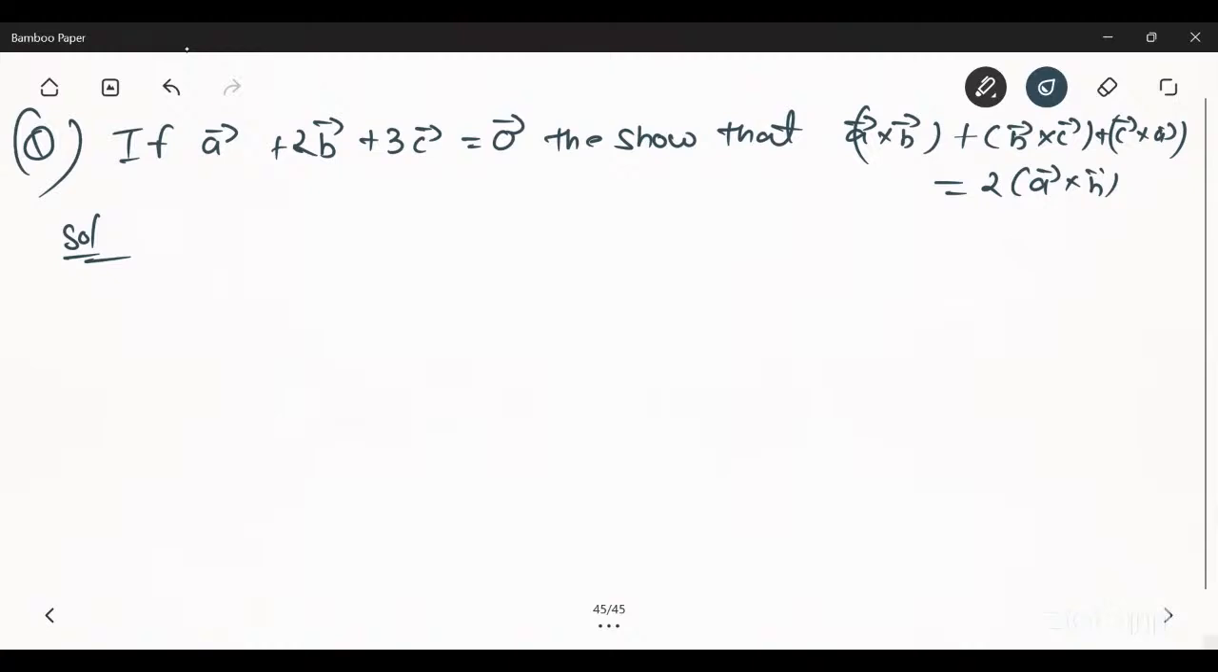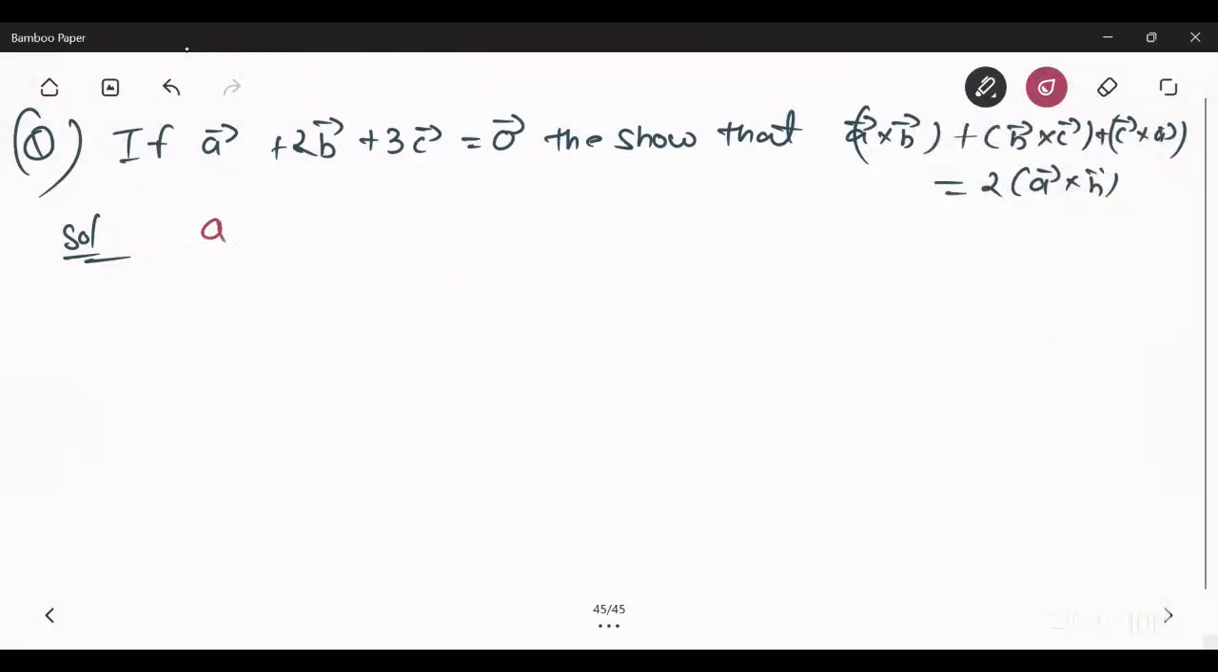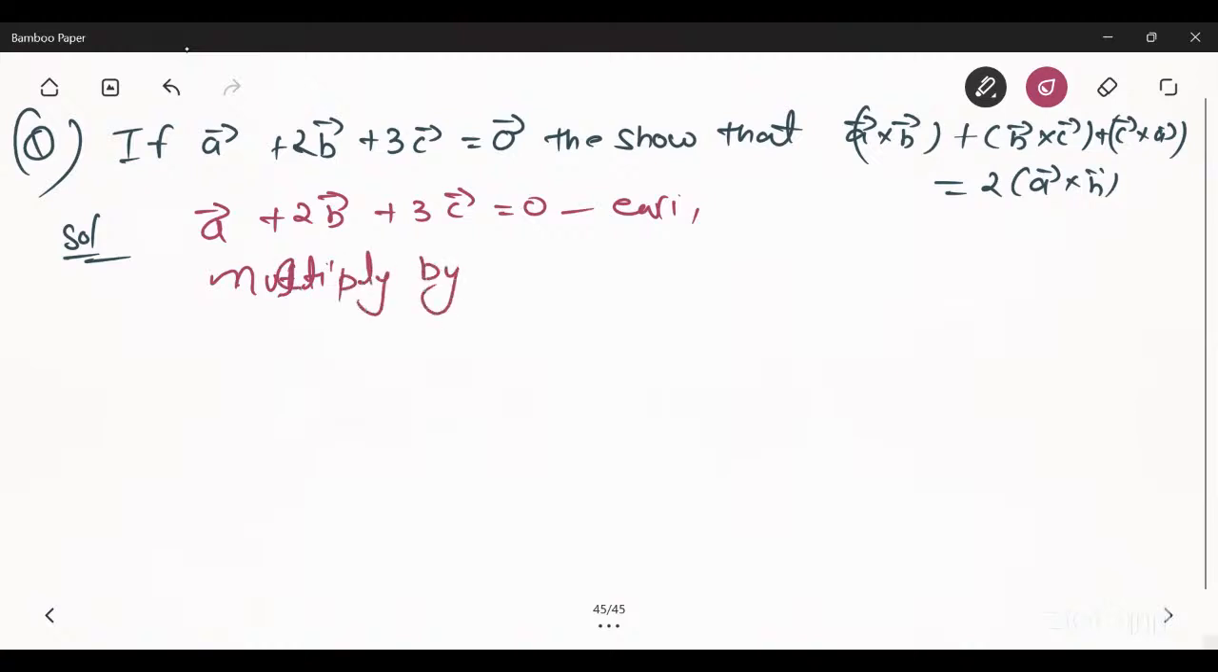Now how can you solve it? We know that A vector plus 2B vector plus 3C vector is equal to 0. This will be equation first. Multiply both sides by C vector.